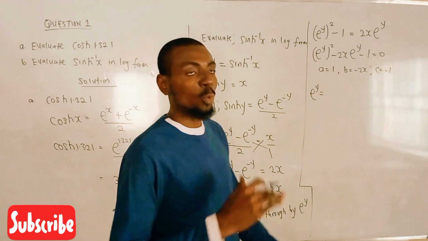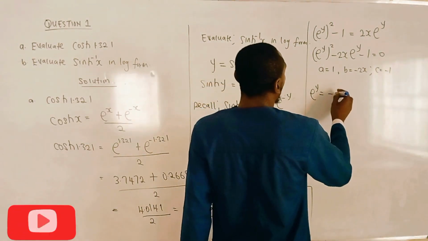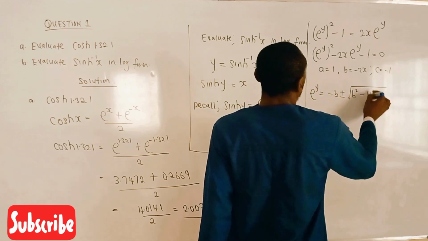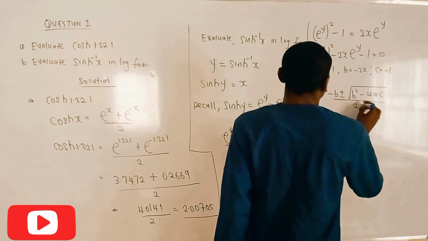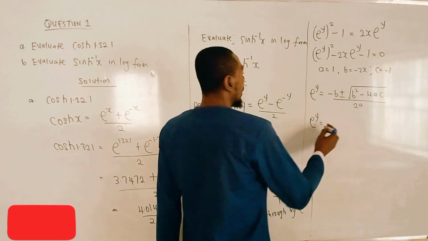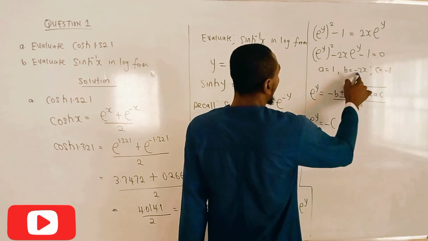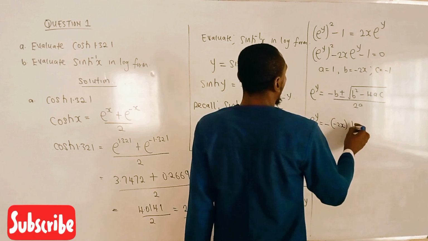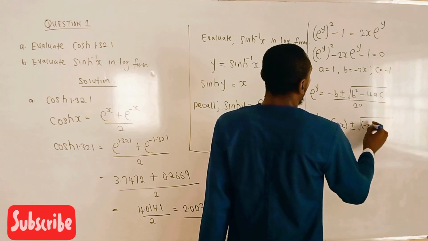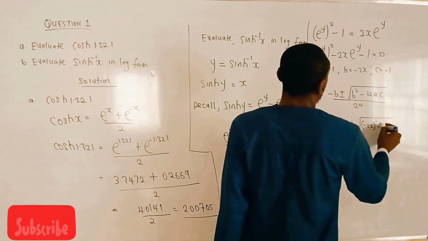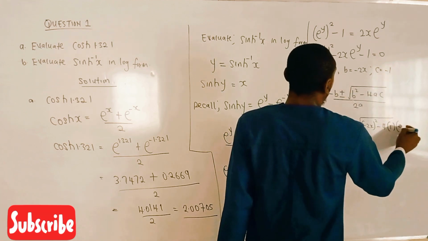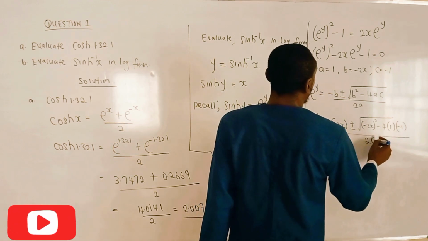That's the general formula for a quadratic equation, which is minus b plus or minus the square root of b squared minus 4ac, all over 2a. Okay? So we have e^y equal to minus, into what is b? b is minus 2x. Plus or minus the square root of b squared, of course minus 2x all squared, minus 4 times a, which is 1, and c is minus 1, okay? All over 2 times a, which is what?